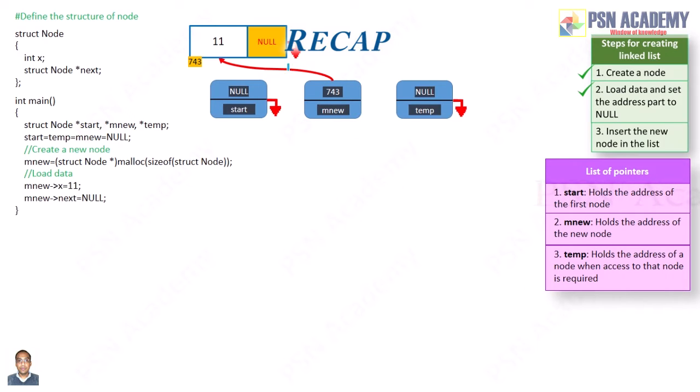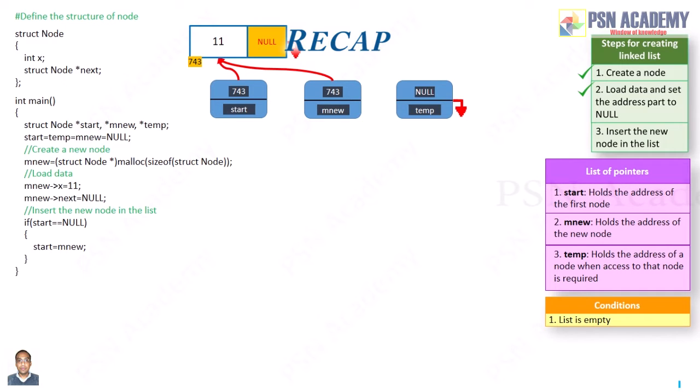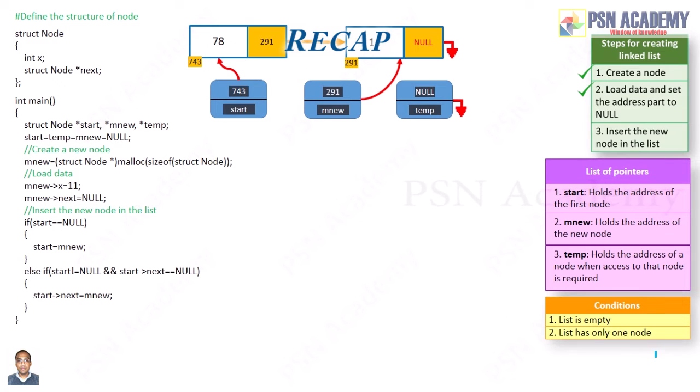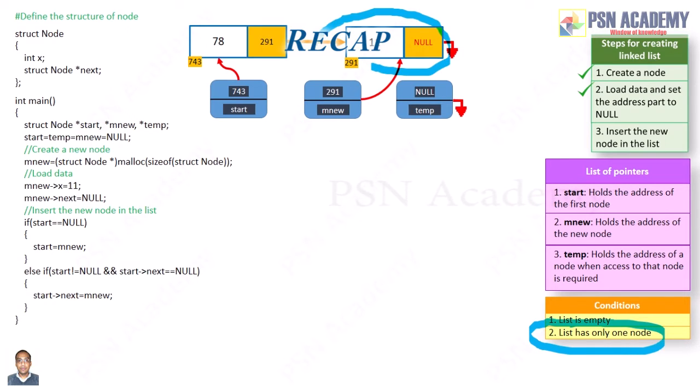mNew points to the new node. When the list is empty, the start points to the new node. When the list has only one node, the new node gets the second position in the list.